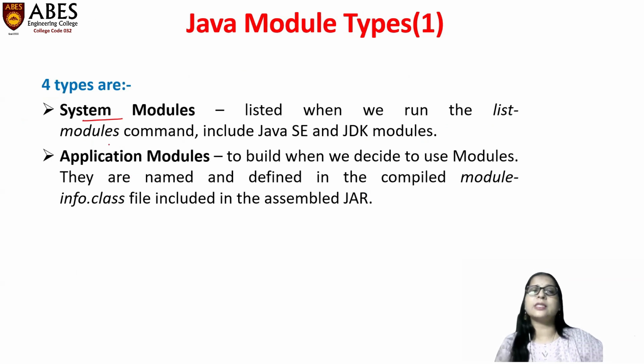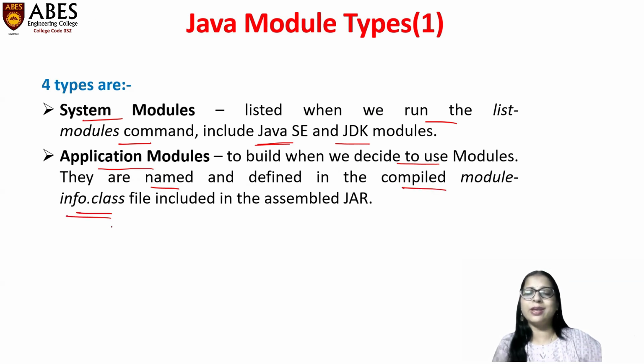So there are four main categories or types of Java modules. The first category is system modules. These are listed when we run the list modules command, including Java SE and JDK modules. Second, application modules. You build these when you decide to use modules, and they are named and defined in the compiled module. There is a file that is created whenever we create a module, which we call module-info.class. I'll show you in a program that I'll run in the Eclipse environment.